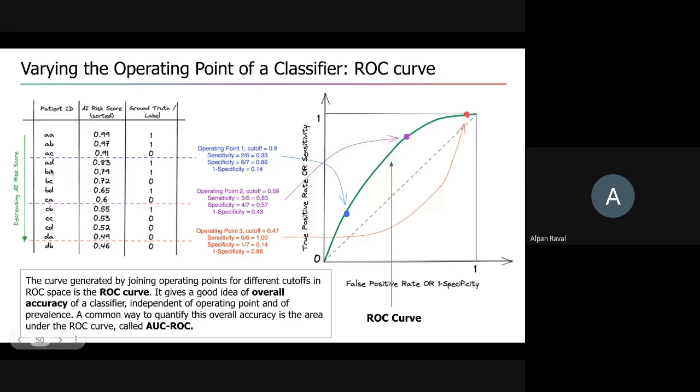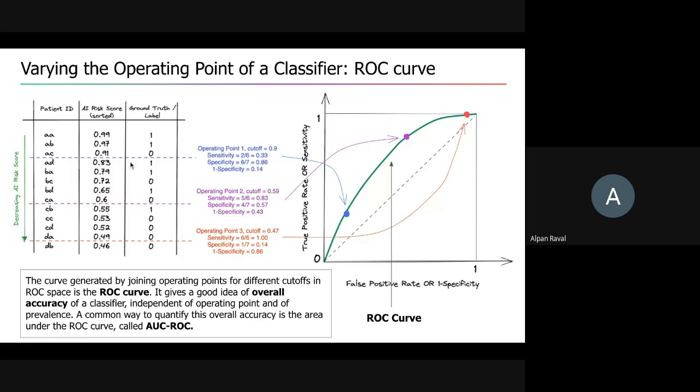This column here is just the ID of the patient. It can be anything. Then I have these risk scores, and let's say your data set is ordered in such a way that the risk scores are in decreasing order. I put the patient with the highest risk score on top, second highest after that. So patient A has a risk score of 0.99 and so on. And then this column corresponds to the actual ground truth for that patient, meaning does the patient have the disease or not? 1 means the patient has the disease, 0 means the patient doesn't.